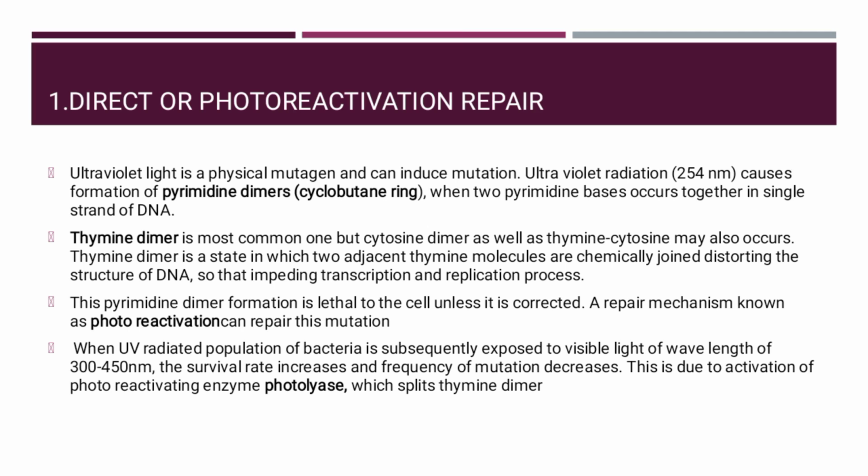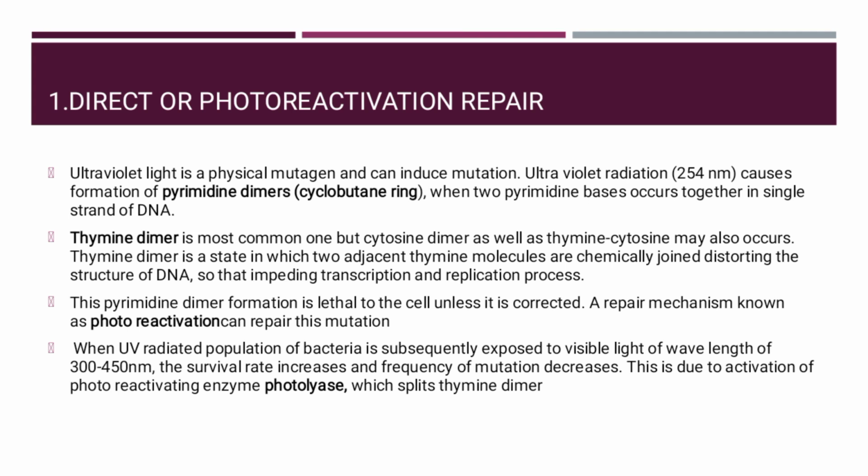This pyrimidine dimer formation is lethal to the cell unless it is corrected. So a repair mechanism known as photoreactivation can repair the mutations. When a UV-irradiated population of bacteria is subsequently exposed to visible light of wavelength 300 to 450 nanometers, the survival rate increases.